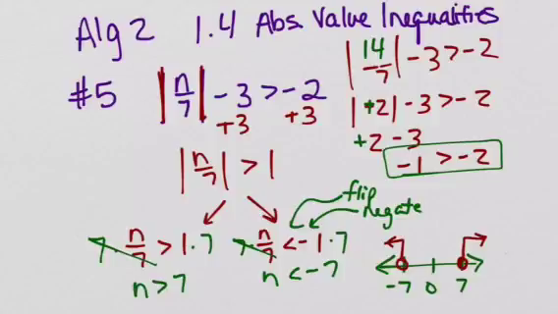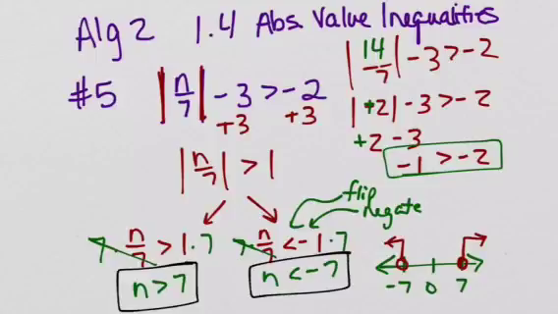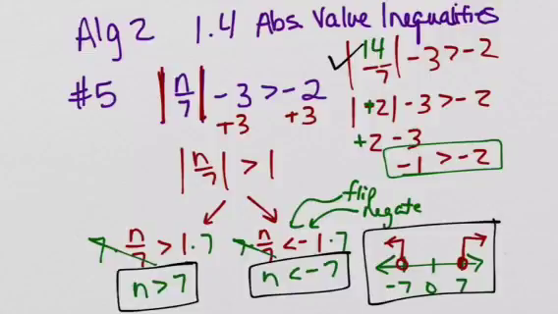Okay, so your answer here is that n is greater than 7 or n is less than negative 7, and here's your graph at the bottom. And then we went ahead and checked our answer up here, and it works.